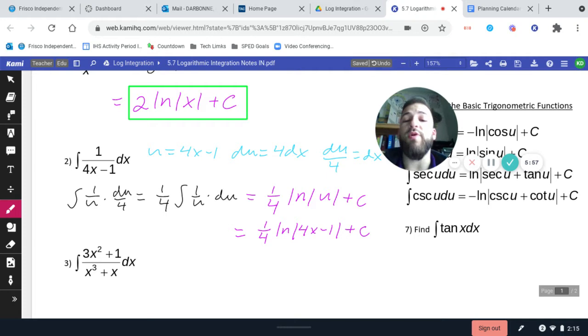And of course, I can write that as 1/4 times the natural log of 4x minus 1. You could also write that as the natural log of 4x minus 1 over 4. Either one is fine.